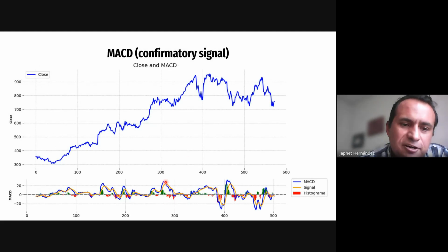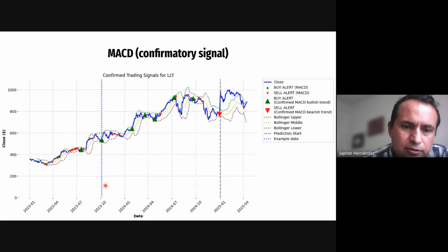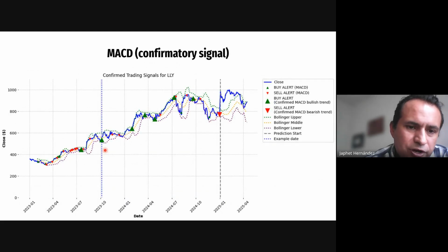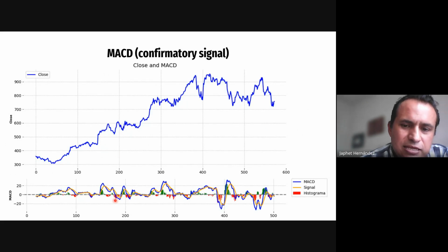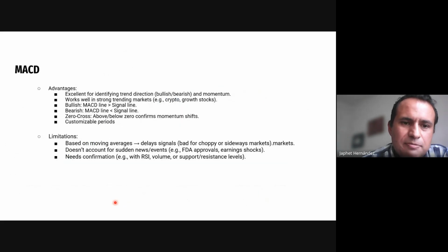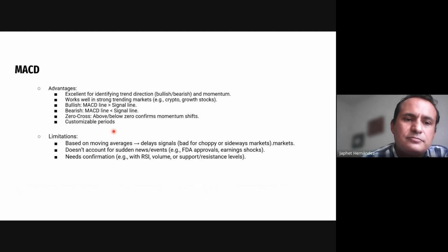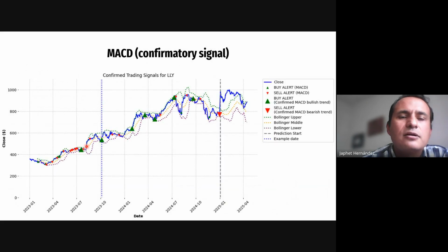So what is the logic here? I would like to show you this picture here. Check this out. At this moment, the MACD line surpasses the signal line. The signal line is the yellow line. So at this very moment, when the MACD surpasses the signal line, we get a buy signal, since we are expecting the trend to go upward.